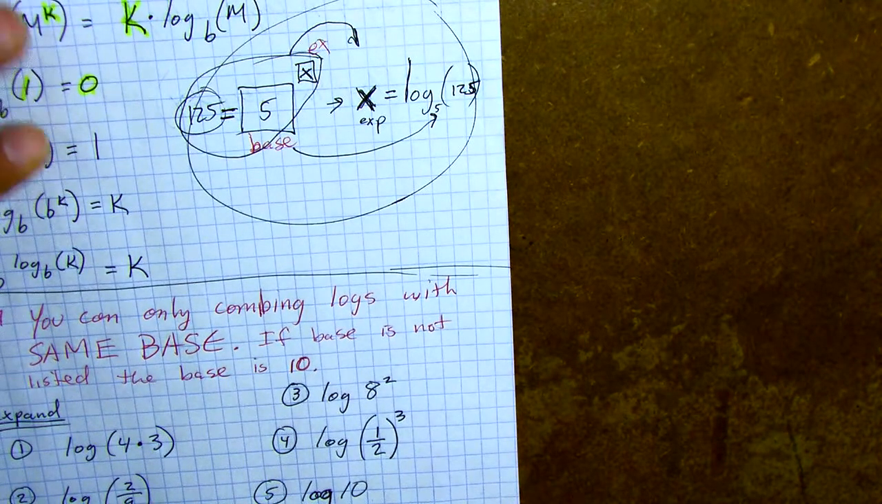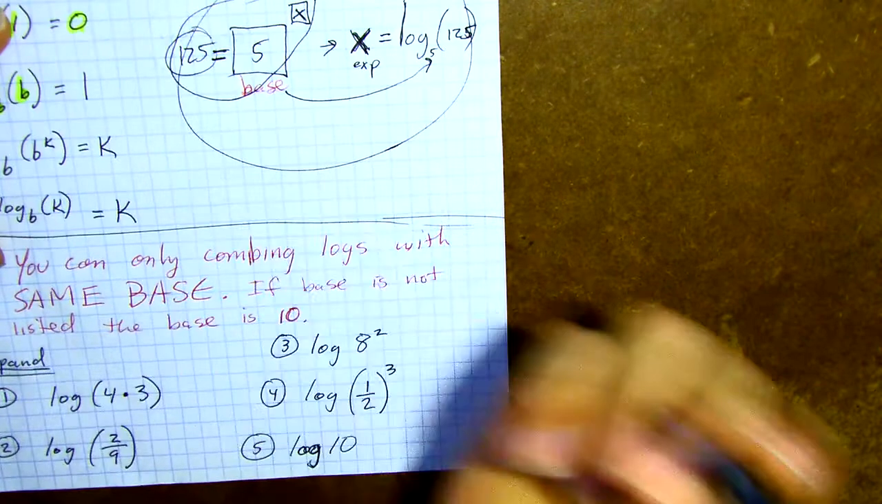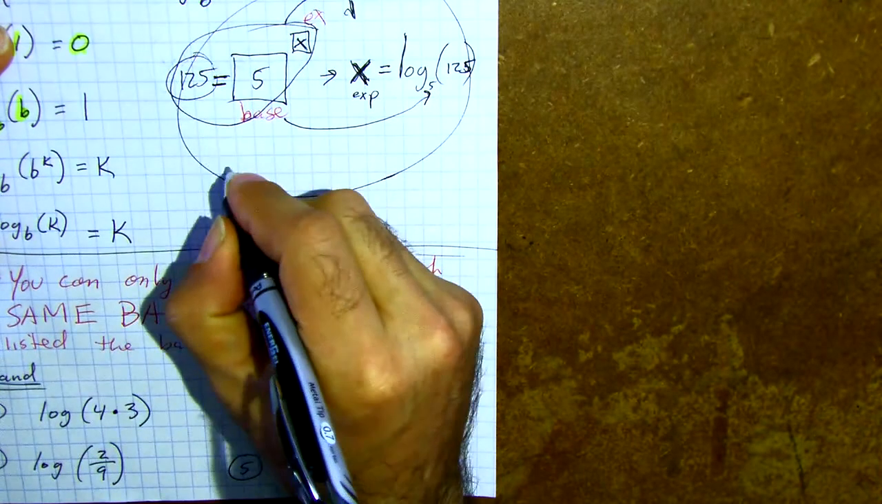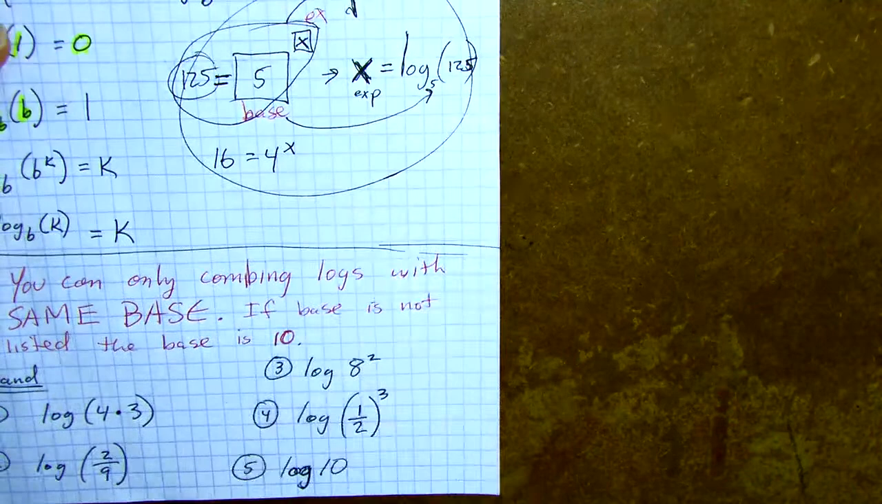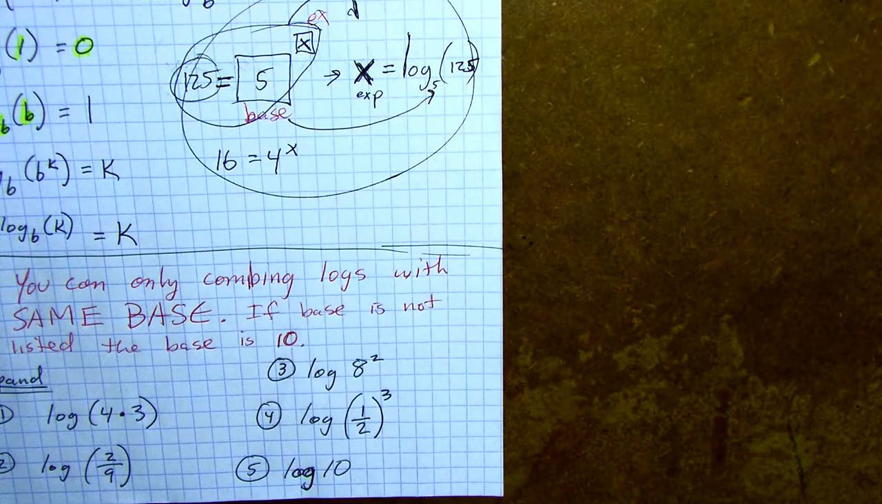So let's see if we can do this one. Let's just do this process again. How about if I have 16 is equal to 4 to the x? Now, does anybody know what that actual answer is? What do you have to put in for x to make that work?